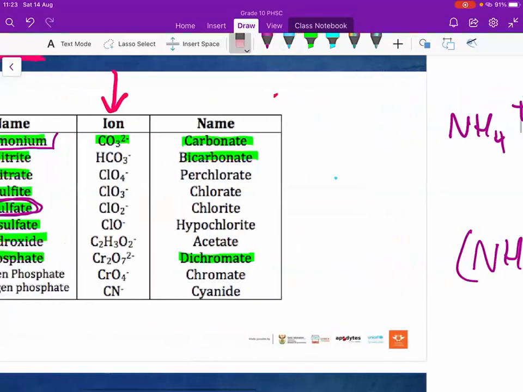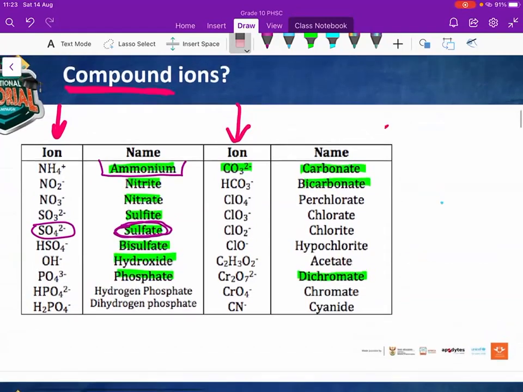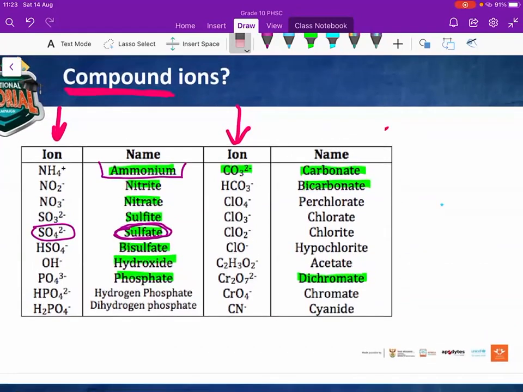Are there any questions about writing an ionic compound using compound ions? Because I know that students do find this difficult sometimes.